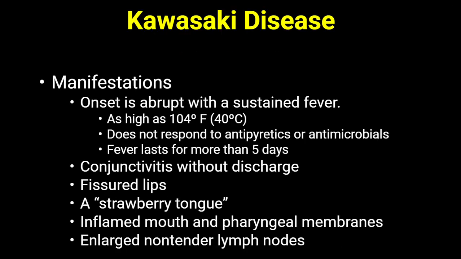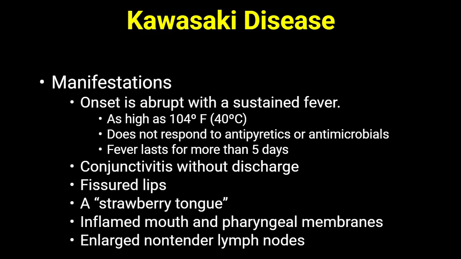Kawasaki disease is an acute vasculitis of unknown cause, primarily affecting children under 5 years. It's the leading cause of acquired heart disease in children in developed countries. Recognition is critical because untreated, it can cause coronary artery aneurysms. Manifestations include abrupt onset with sustained fever as high as 104 degrees Fahrenheit or 40 degrees C that does not respond to antipyretics or antimicrobials.